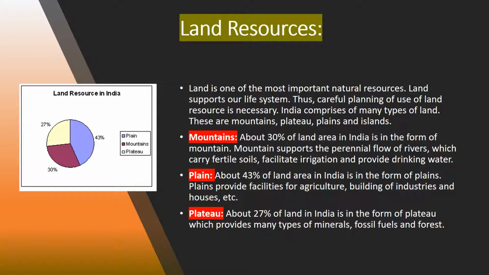Mountains. About 30% of land area in India is in the form of mountains. Mountains support the perennial flow of rivers, which carry fertile soils, facilitate irrigation and provide drinking water. Plains. About 43% of land area in India is in the form of plains. Plains provide facilities for agriculture, building of industries and houses, etc. Plateau. About 27% of land in India is in the form of plateau, which provides many types of minerals, fossil fuels and forests.